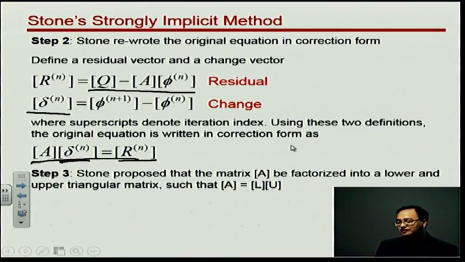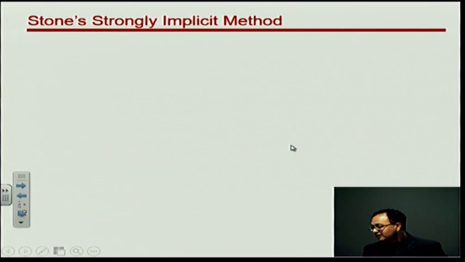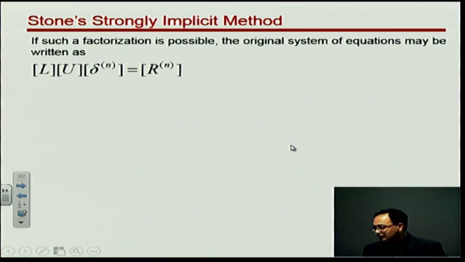So at this point, this is just a proposition. Later on, we will examine if this is at all doable or not. But this is the idea he started with. He said, how about we factorize A into L times U? Now, why did he want to do that? There's a big reason why he wanted to do that, and it's a very good reason, as you will see. Suppose we are able to factorize, then the A matrix we can write as L times U, right here.